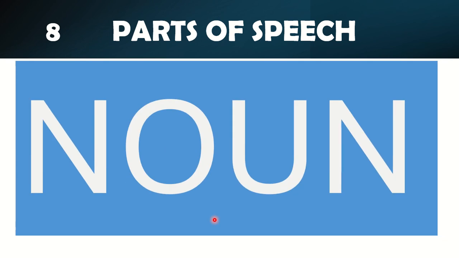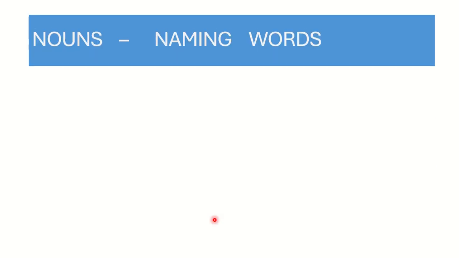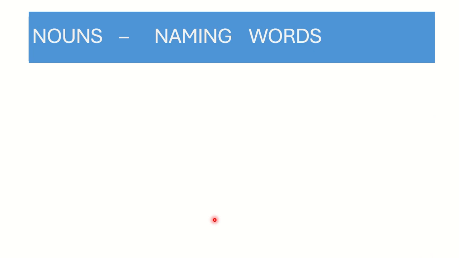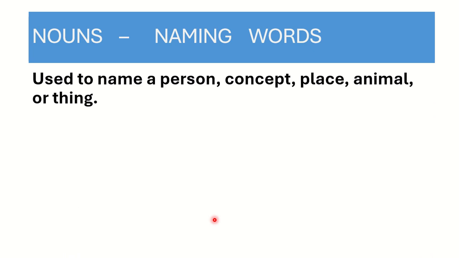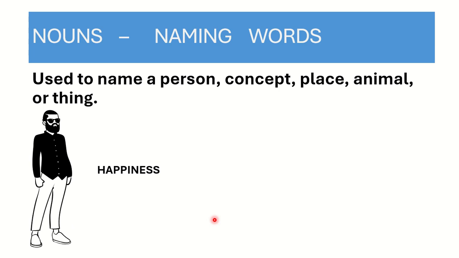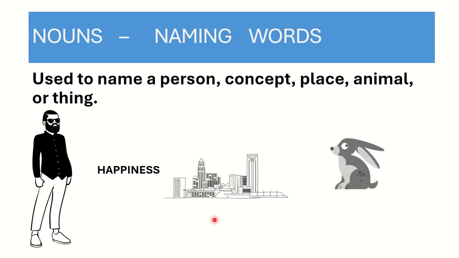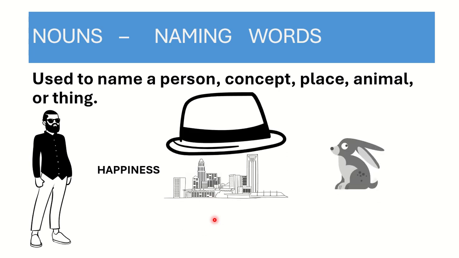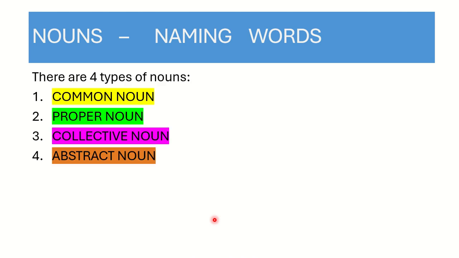We will be looking at our nouns today. Nouns are naming words. They are used to name a person, a concept, a place, an animal, or anything that you can see and touch around you. Nouns are divided into 4 categories, namely the common noun, proper noun, collective noun, and abstract noun. Today we will look at all 4 of these, starting with our common noun.